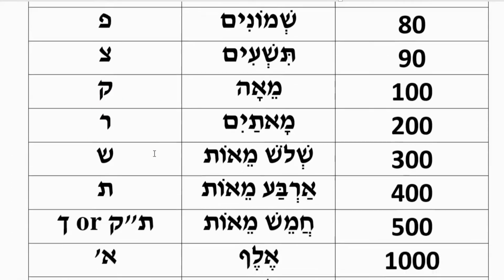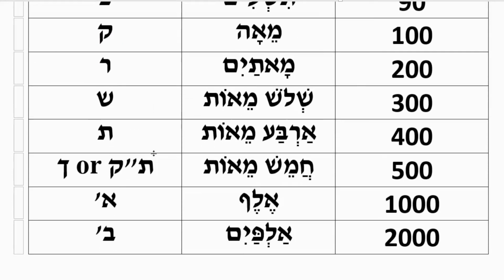And to break the pattern a little bit, we now have 100. 100 is Mea, and that is written as a Kuf. And 200 is Mataim. Again, Mea just means hundreds, and the smallest amount of hundreds that you can have is 200. So Mataim just means 200, and that is written as a Resh.